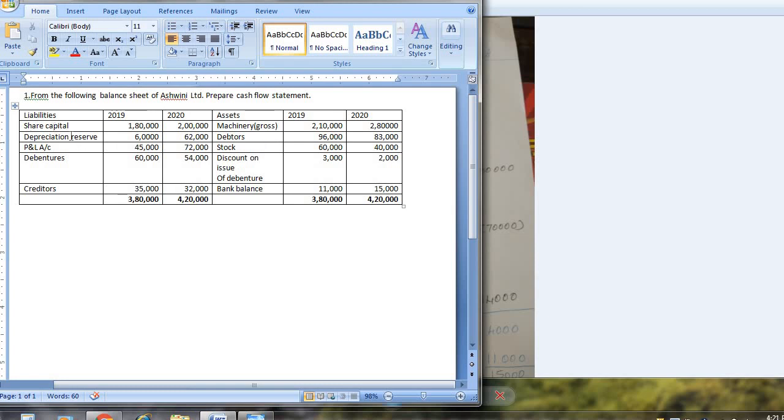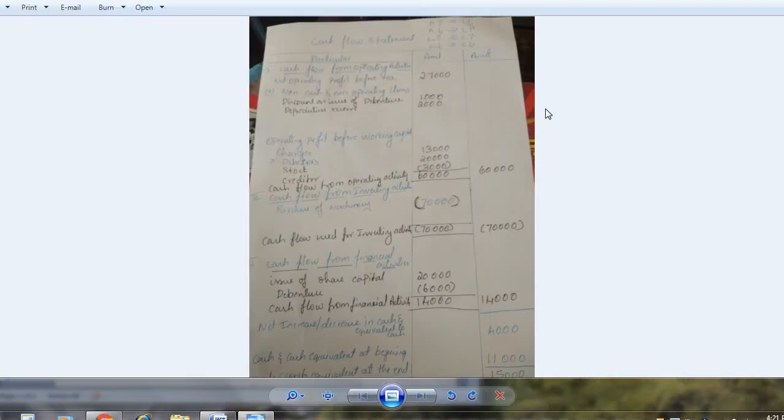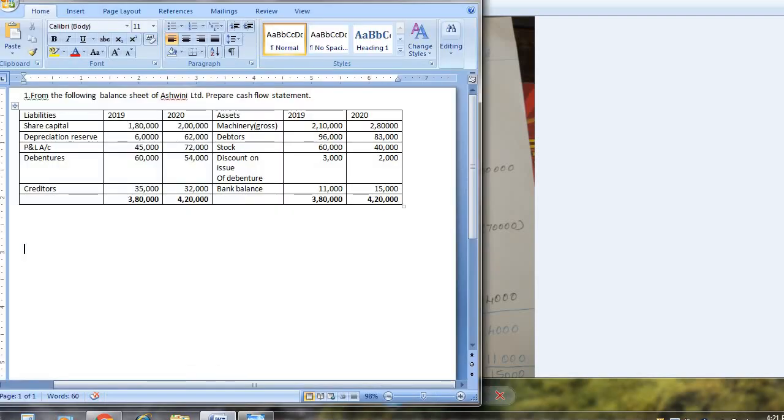Next, depreciation reserve. I told you where depreciation will come. It is non-operating. So I have taken it here; again there is an increase. If liability increases, cash is coming, so it is positive. So depreciation reserve 2,000 will come under non-operating items.